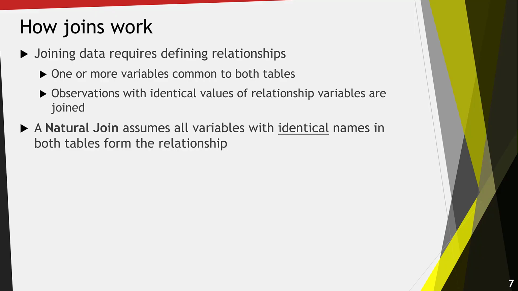Joining data between tables also requires defining relationships. Remember, this is one or more variables that are common to both tables, where values of those variables being identical defines observations that should be matched to each other. Importantly, a natural join is going to assume that all variables with identical names from both tables form the relationship. So when performing a natural join, you'll look at the list of variables in each table. Every variable name that occurs in both tables is assumed to be part of the relationship between those tables.